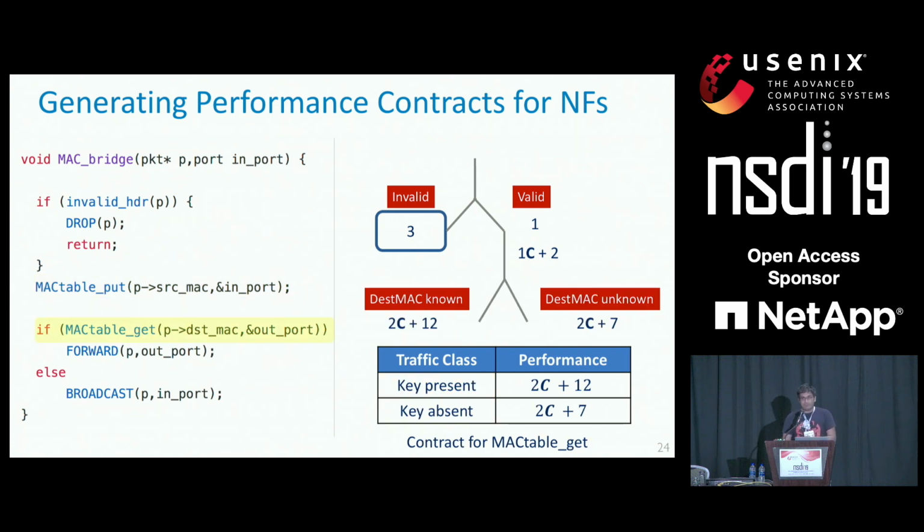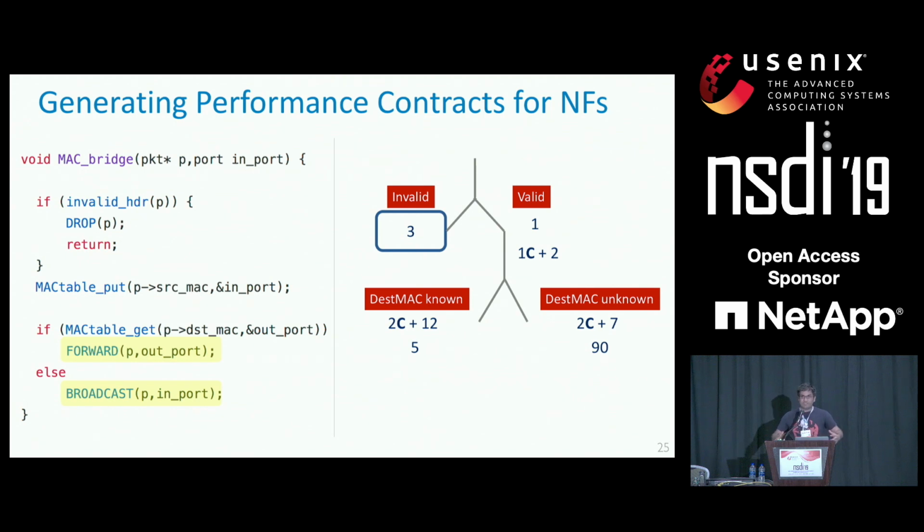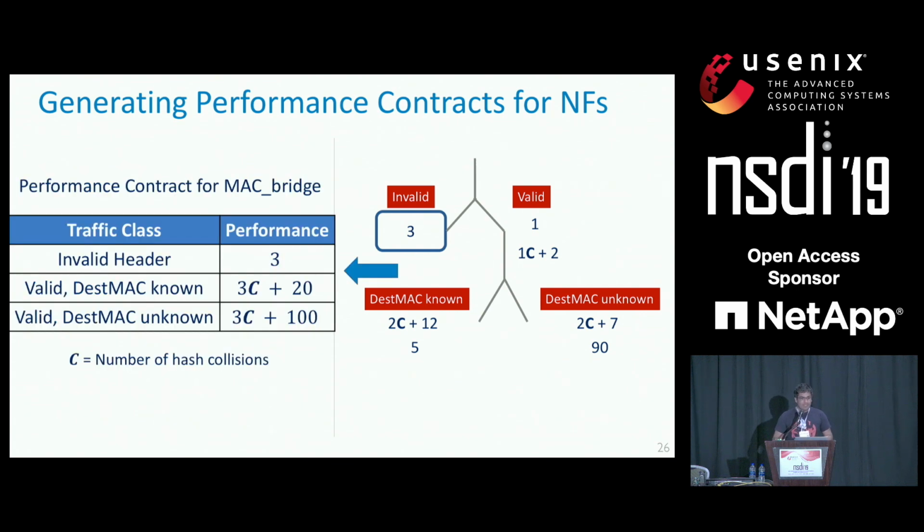Then we hit another if, which can have two branches, depending on whether destination MAC address is known or unknown. And here we use the path constraints to pick an appropriate subclause in the contract. So for the path on the left, because the destination MAC address is known, we pick the top subbranch, and the path on the right, we pick the bottom subbranch. Finally, we explore both these paths to their logical conclusion and add in the costs of the broadcast and the forward instructions. And now that we've explored the entire NF, we can simply create the performance contract.